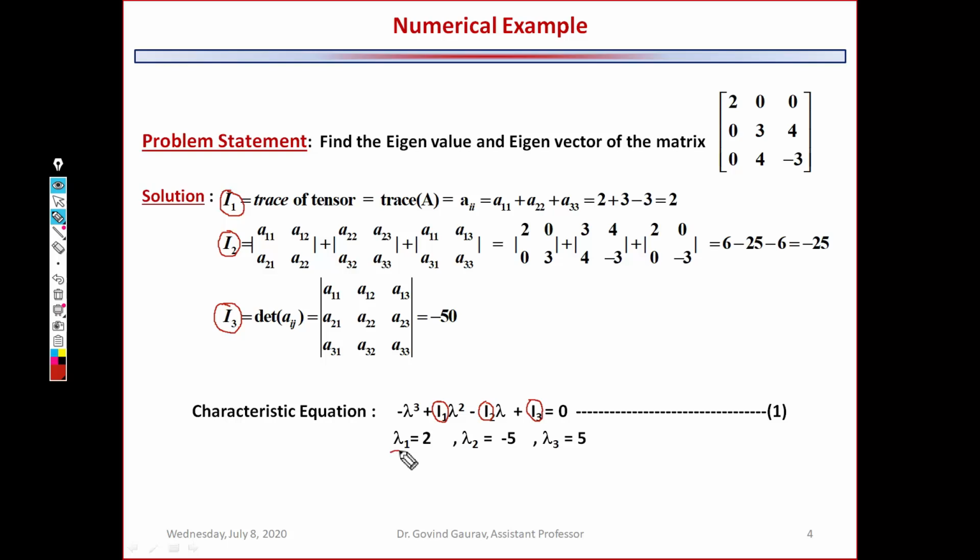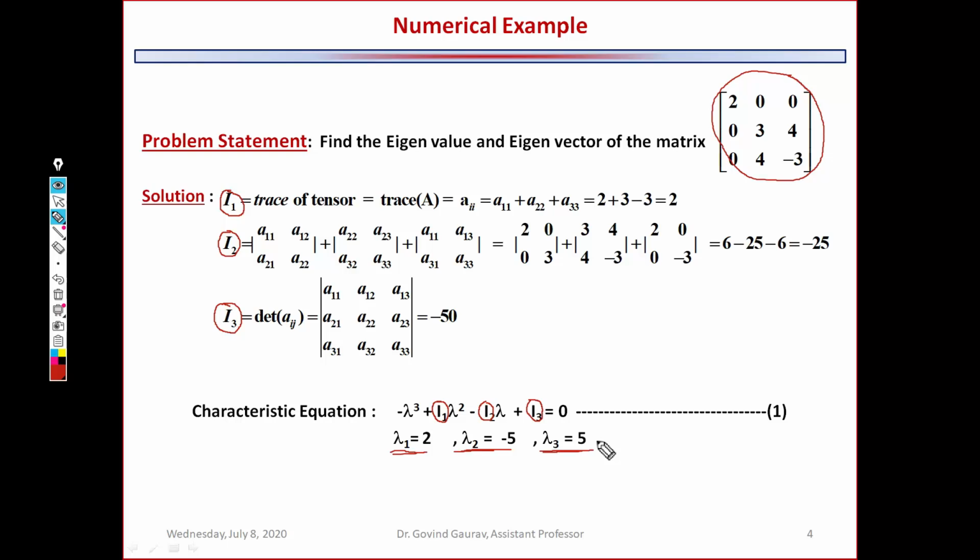So the value of lambda 1, say, is 2, the value of lambda 2 is minus 5, and the value of lambda 3 is equal to 5. If these values are in terms of stresses, then lambda 1, lambda 2 and lambda 3 will be the principal stresses acting at a point. Why three values? Because we are working in a three-dimensional space.